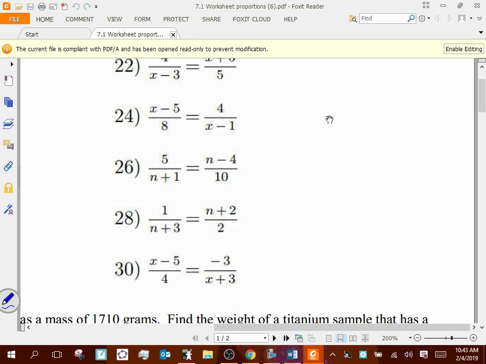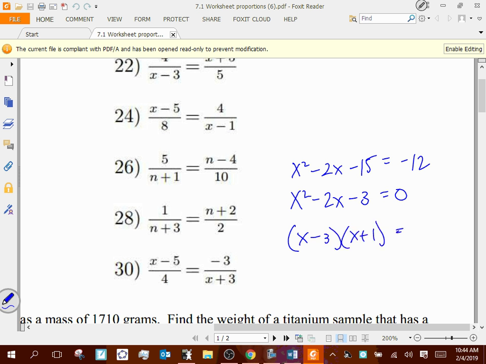And the last one, x minus 5 times x plus 3 should be x squared minus 2x minus 15 equals negative 12. Add 12 to both sides. X squared minus 2x minus 3 is equal to 0. So now I'm looking at x minus 3 and x plus 1 equals 0. And remember, the way to check to make sure I factored this right is, once you've factored it, immediately FOIL it and see if you do get back to that. And I would. So x equals 3 and x equals negative 1.